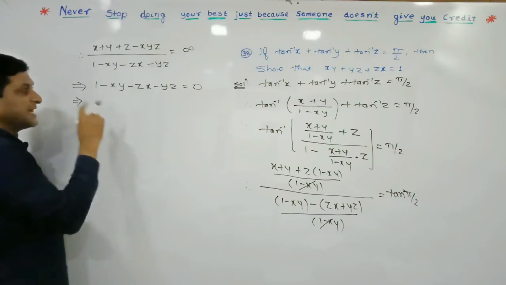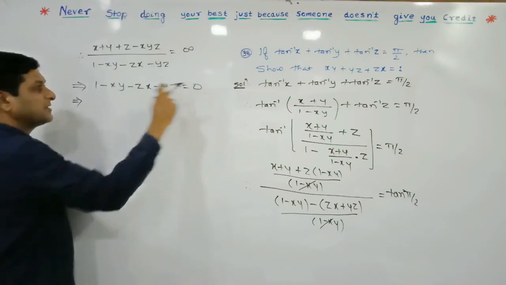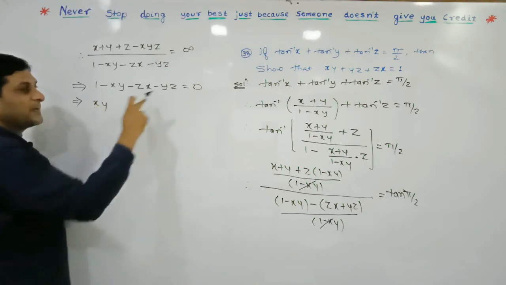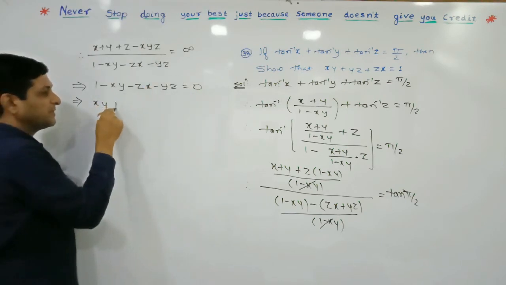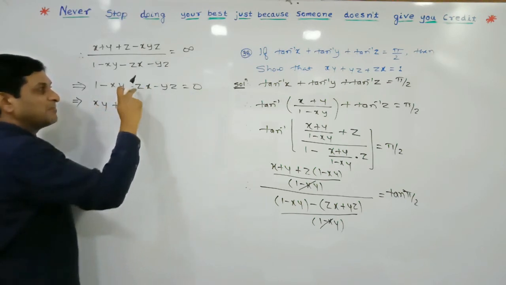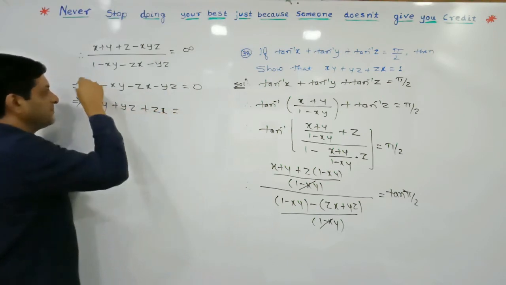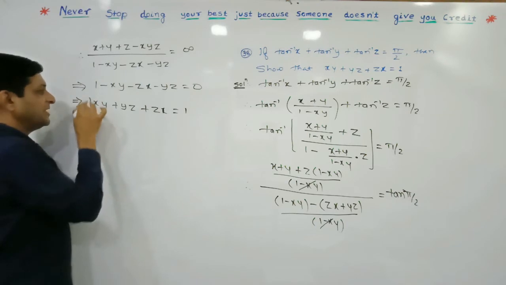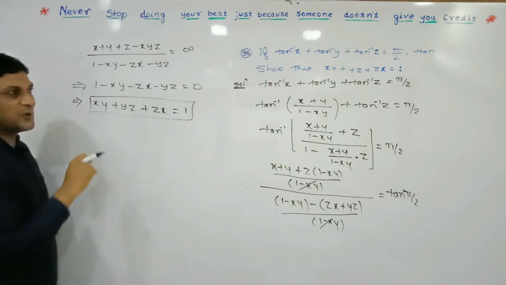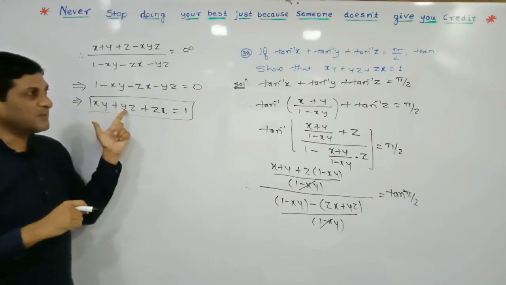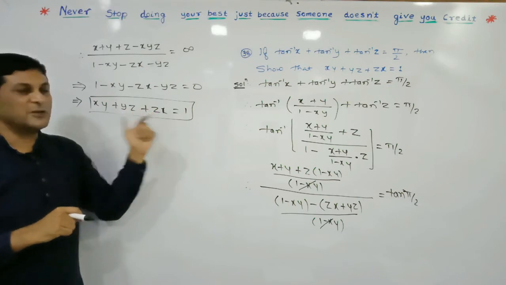So minus xy on this side will become plus xy, minus yz will become plus yz, and minus zx will become plus zx, and the remaining term on the other side will be equal to 1. This is nothing but the result which we had to prove, that xy plus yz plus zx is equal to 1.